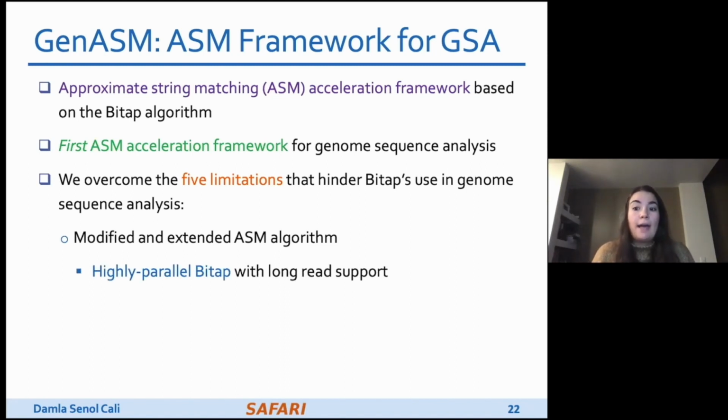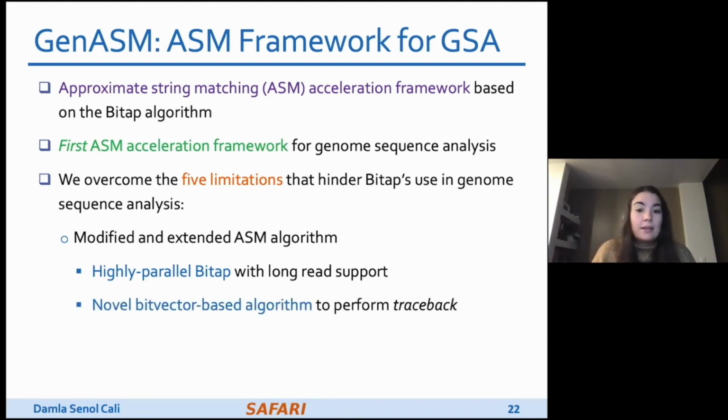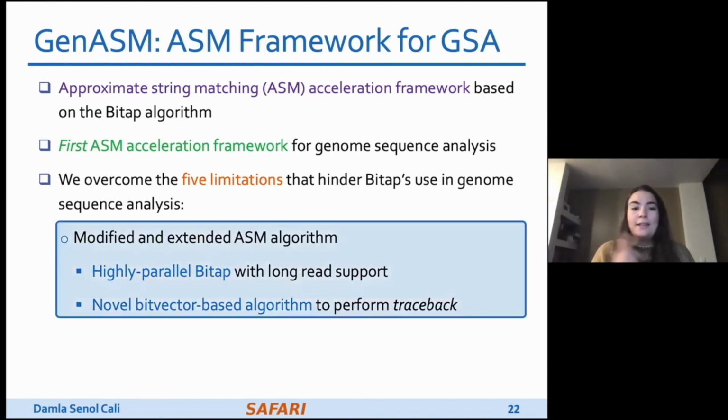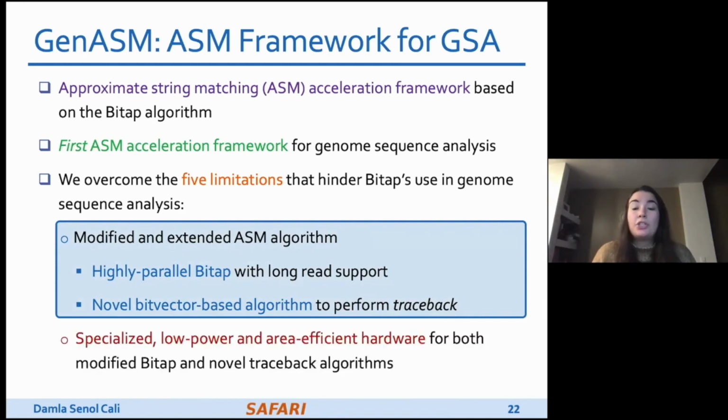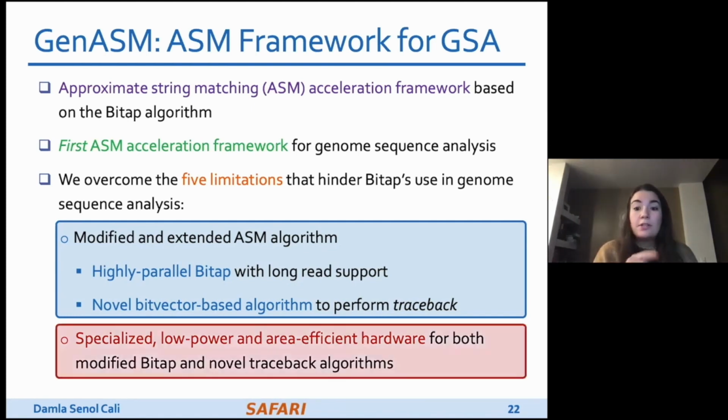First, we modify the Bitap algorithm by extending it to support long reads and by eliminating loop carry data dependencies to enable parallelization. And second, we develop a novel Bitap compatible algorithm for traceback, which uses information collected during ASM about different types of errors, which I mean those intermediate bit vectors, to identify the optimal alignment of reads. And these cover the algorithmic contributions of GenASM. And third, we co-design specialized low power and area efficient hardware for both the modified Bitap algorithm and the novel traceback algorithm, and this covers the hardware level contributions of GenASM.